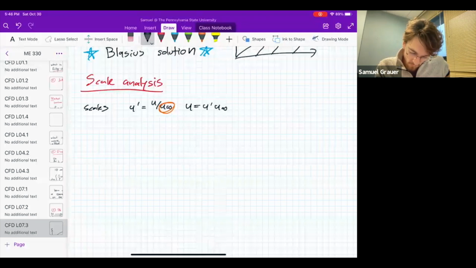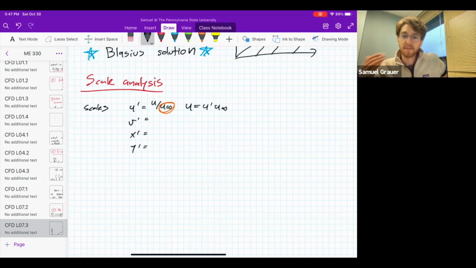We'll have the same for v prime, x prime, and y prime. So we want these variables that have been scaled in each case. So v prime is going to be v over vs, and we don't know what the scale is for the velocity in the v direction yet. x prime is going to be x over the length of the plate, and y prime is going to be y over delta, the thickness of the boundary layer.